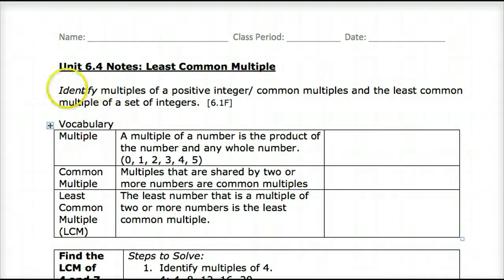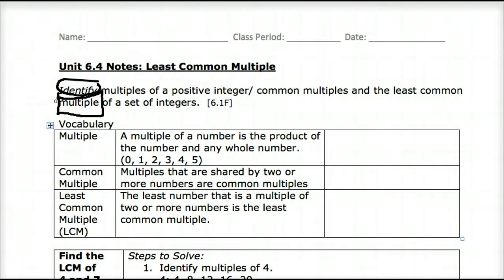Alright, today we are going to be identifying multiples of a positive integer, common multiples, and the least common multiple of a set of integers. So the main thing we're doing today is finding least common multiples and common multiples.